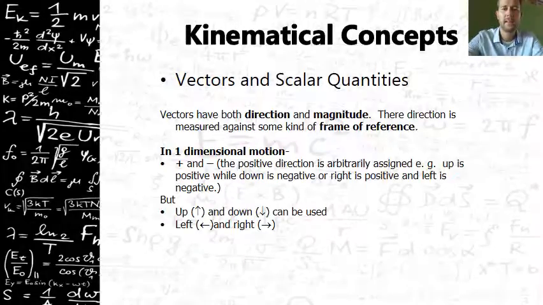Although vector quantities and scalar quantities both have a magnitude, only vector quantities have a direction. Now this direction has to be measured against some kind of reference frame. For one-dimensional motion, for example, this is when an object only moves in one dimension, so you can think of something like a number line. The directions that it can move are opposite each other, so being positive or negative, up or down, left or right, whatever the question is.